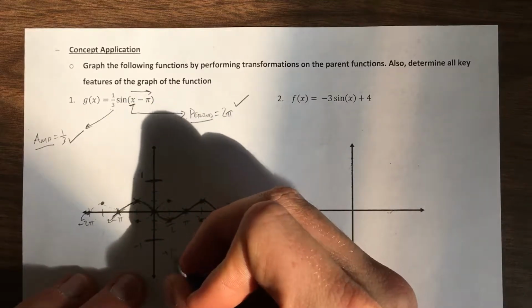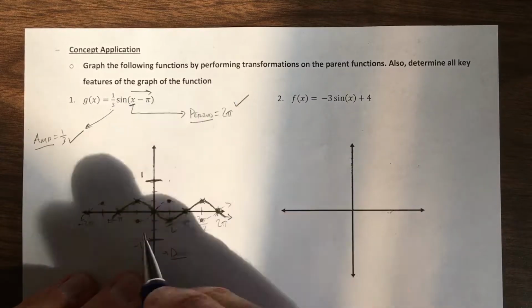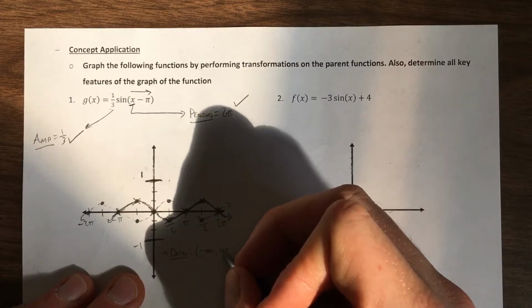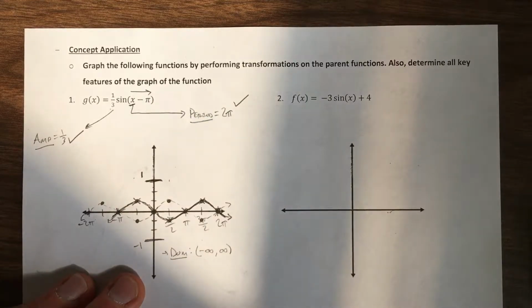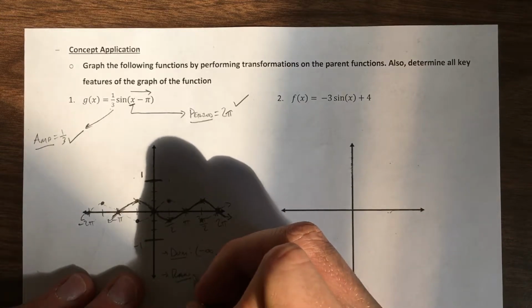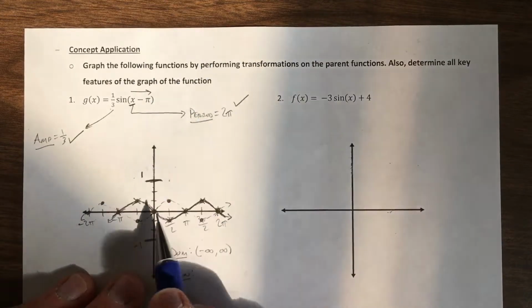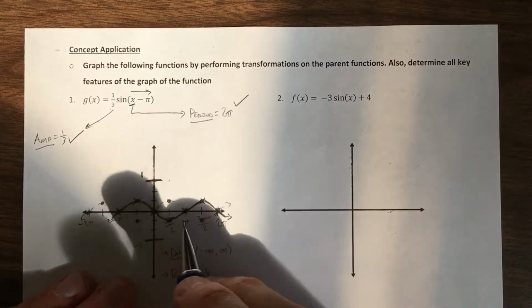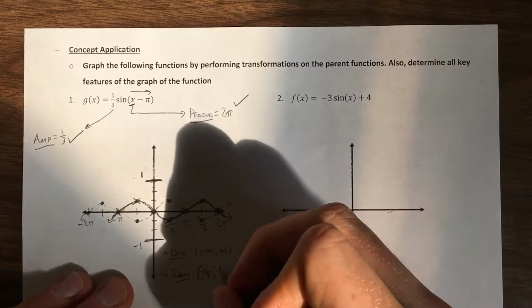And we can also talk about its domain. Now that we've graphed it, we know that's going to go forever in both directions. Nothing is undefined for sine and cosine, so our domain is negative infinity to infinity, and our range, the lowest value it now goes to is negative 1/3, and the highest is 1/3.